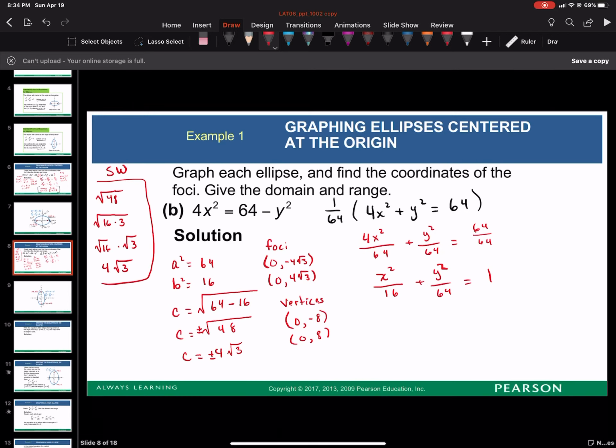All right. Now let's keep looking. Now let's look at the minor axis. So we have negative 4, 0, and we have 4, 0. Now, when we look at domain, we look at the x values still. So it'll be bracket, negative 4 to 4. And then when we look at range, we look at the y's. And it'd be negative 8 to 8.